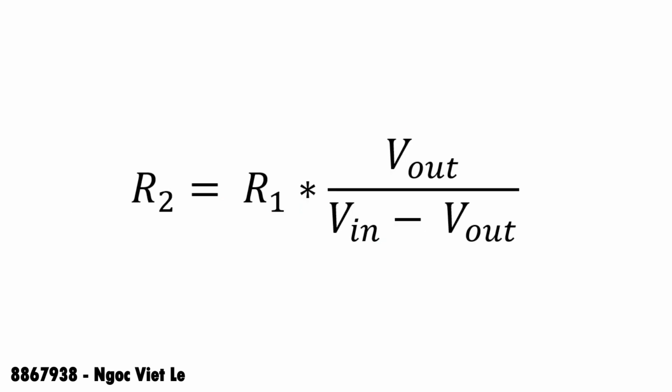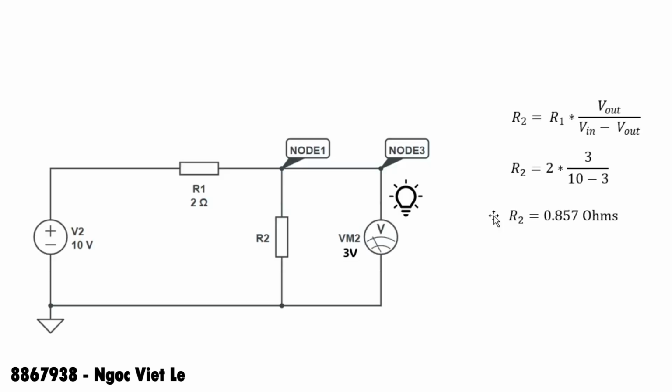So in order to find R2, we take R1 multiplied by Vout divided by Vin minus Vout. Substituting the values inside, we get R1 is equal to 2 ohms, Vout, which is our desired voltage, is equal to 3 volts, and Vin, which is our total voltage, is equal to 10 volts. After solving, in order for R2 to have 3 volts running across, R2 should be equal to 0.857 ohms.